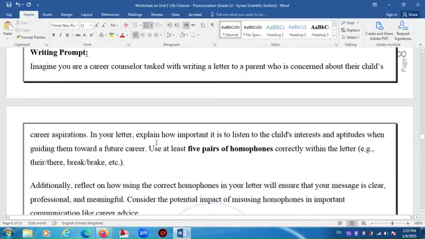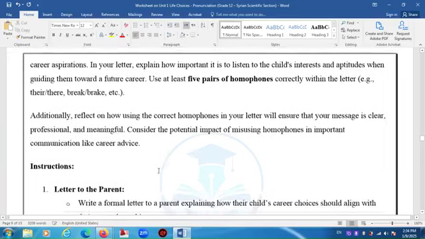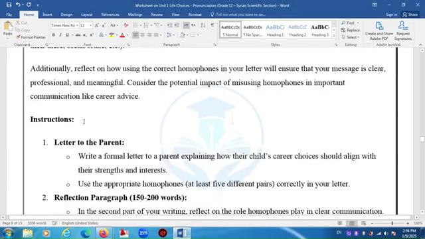In your letter, explain how important it is to listen to the child's interest and aptitude when guiding them toward a future career. Use at least 5 pairs of homophones correctly with the letter there, break, etc. Additionally, try to reflect on how using correct homophones in your letter ensures professional, meaningful, and clear meaning. Consider the potential impact of misguiding or misusing homophones in communication, in career advice.